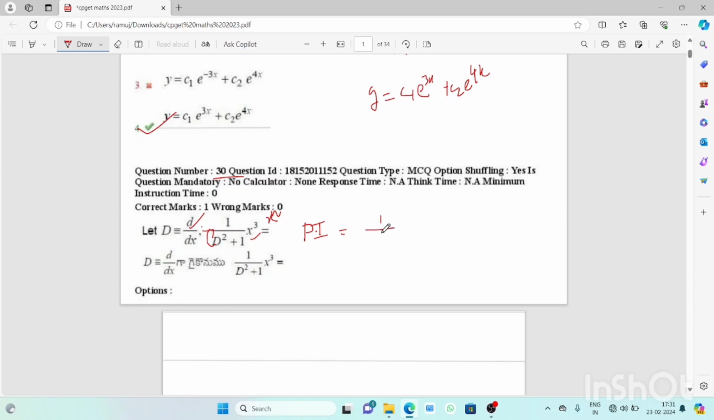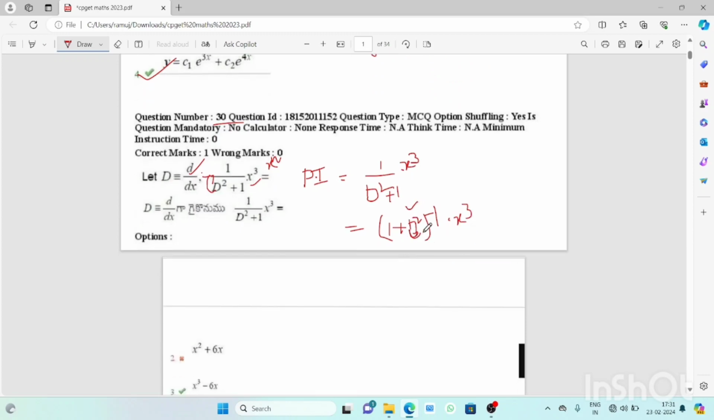Given 1 divided by (D square plus 1) into x cube. You have to take this denominator into the numerator. We get (1 plus D square) inverse into x cube. We know that whenever this type of form is there, (1 plus D square) inverse, we have to use a binomial expansion, that is, we get 1 minus D square plus D to the power of 6 minus and so on. We will get like this way and into x cube.